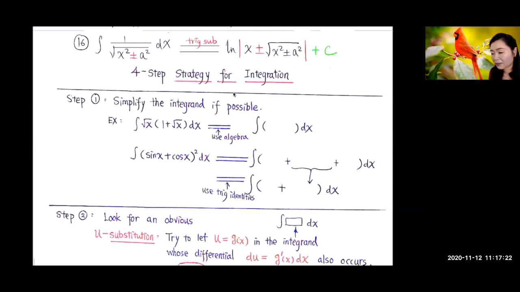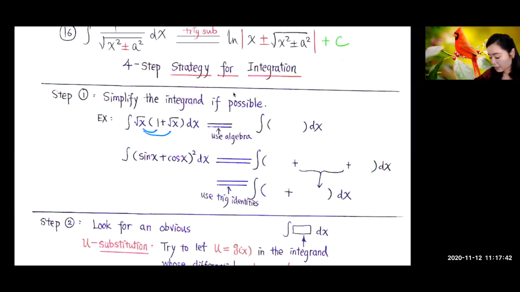For example, this one over here. We can use algebra to simplify it. So what should I do over here? Any suggestion? We can multiply out, right? So we can distribute. That is going to be square root of x plus x. Now you can just integrate this term by term, right? Put that in power form. This is x to the 1/2 power, okay? And then integrate this term by term.